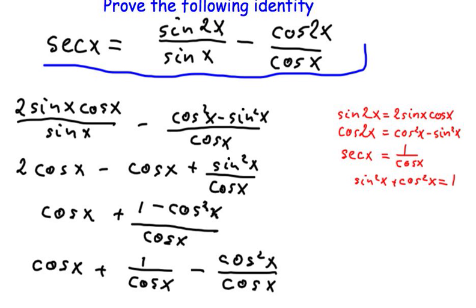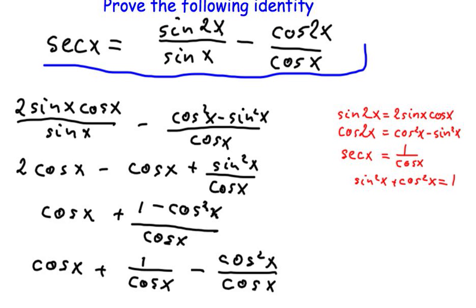Welcome to this video on proving trigonometric identity. So what we have here, the question now is secant x is equal to sine of 2x divided by sine x, plus cosine 2x divided by cosine x. So this is double angle.